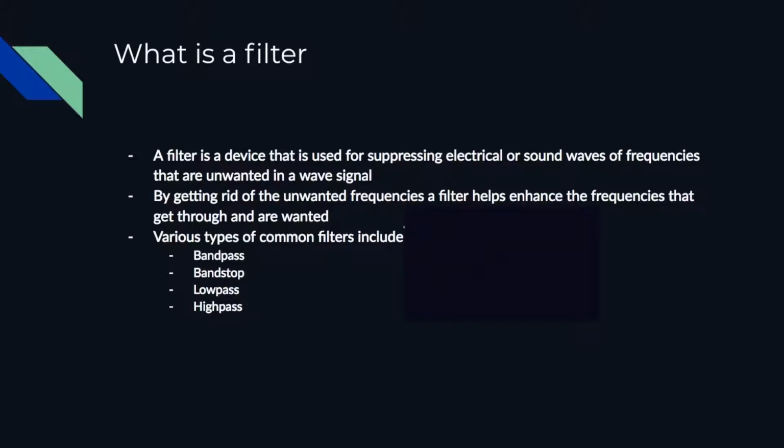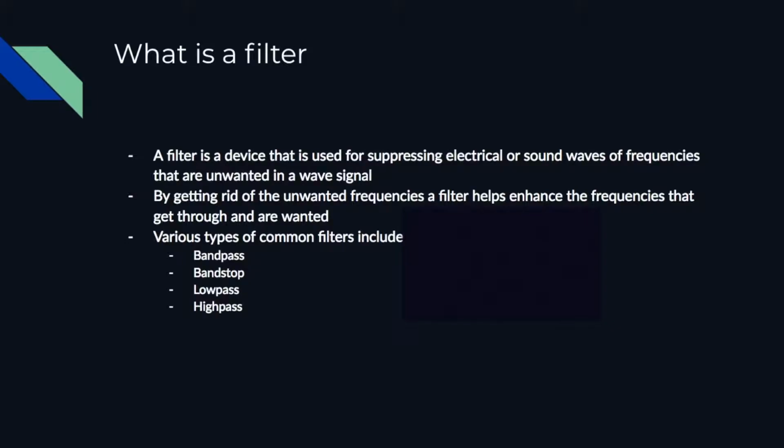So what is a filter? First of all, a filter is a device that is used for suppressing electrical or sound waves of frequencies that are unwanted in a wave signal. So that is the common functionality of a regular filter. By getting rid of the unwanted frequencies, a filter will help enhance the various frequencies that get through and are wanted. The various types of filters include the bandpass, bandstop, low pass, and high pass filters.